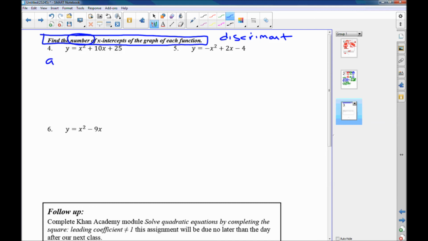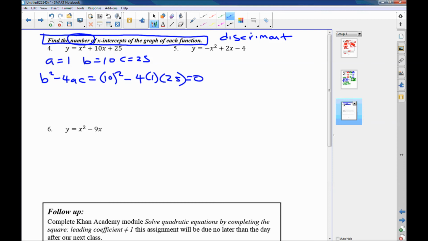So A is equal to 1, B is 10, and C is 25. And let's see. B squared minus 4AC is 10 squared minus 4 times 1 times 25. This will be equal to 0. So if I was to graph this function, okay, it's going to cross the x-axis only one time, and that's going to be at negative 5.